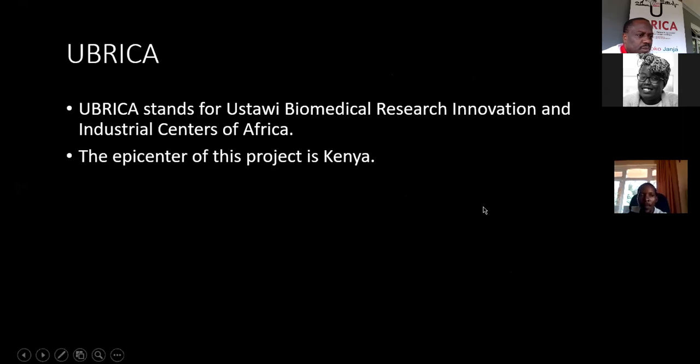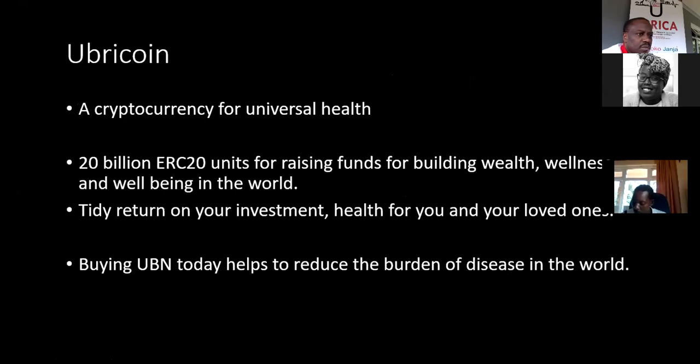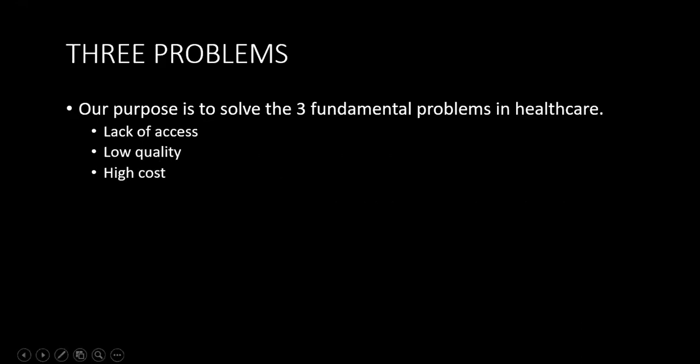Eubrika is an acronym for Ustawi Biomedical Research, Innovation and Industrial Centers of Africa. We created Eubricoin, an ERC20 token, to aid in funding our projects that include Sokojanja, Eubrika Retail Clinical Centers, University Science and Technology Parks, and Biomedical Industrial City. Three main problems in healthcare that we seek to address are the lack of access to care, the low quality of health, and the high cost of healthcare.